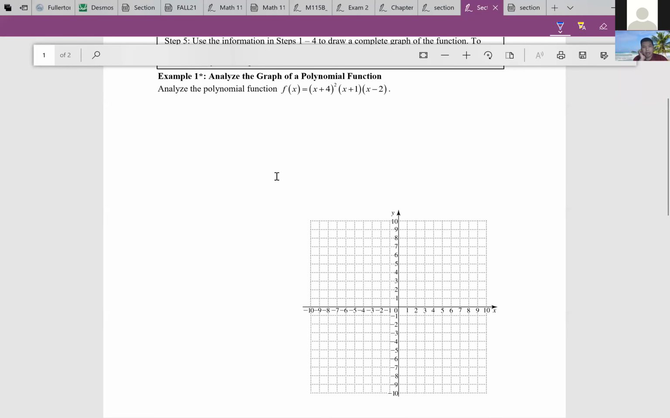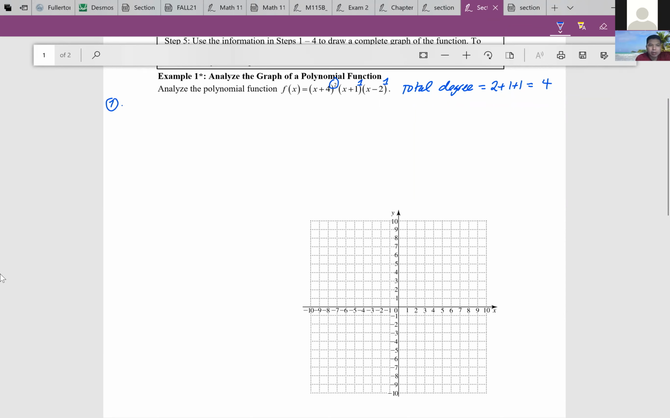All right, analyze the graph of the polynomial function. Okay, so I want to look at the degree first, so I know exactly the end behavior of the function. I have a 2 here, a 1 here, and a 1 here. So the total degree will be 2 plus 1 plus 1, so that would be 4. And there is no negative in front, so I know it will behave like x to the 4.